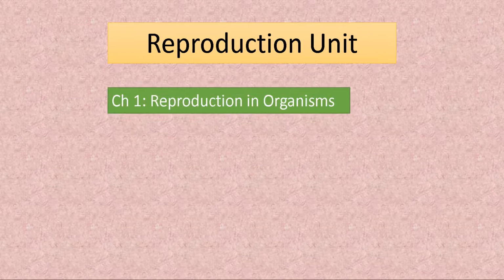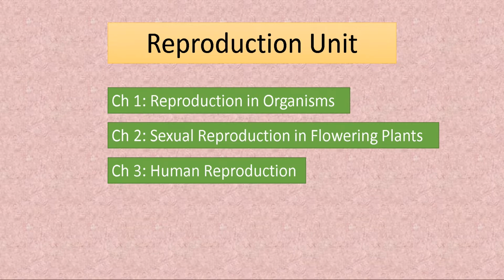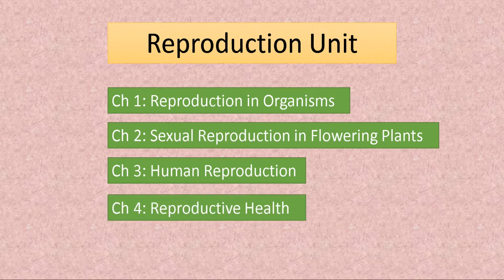So the name of the unit is reproduction unit, reproductive biology or reproduction. This is the first unit for class 12 biology, and in this unit there are four chapters. Chapter number 1, reproduction in organisms. Chapter number 2, sexual reproduction in flowering plants. Chapter number 3, human reproduction. And chapter number 4, reproductive health.